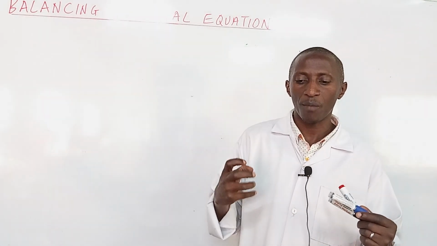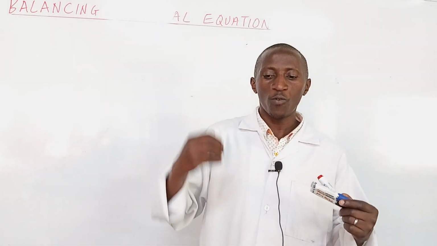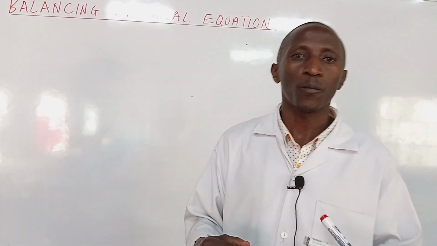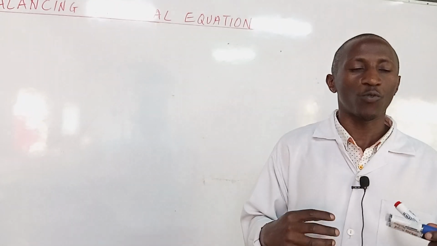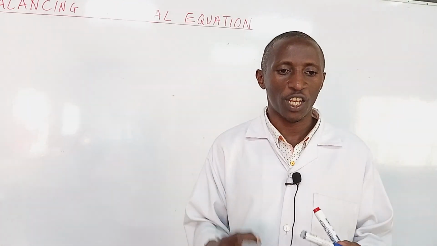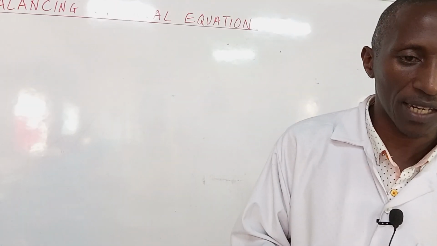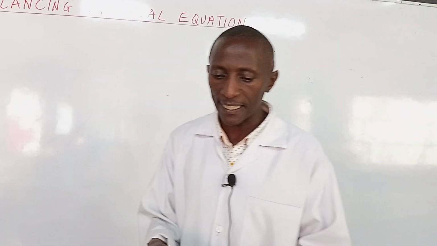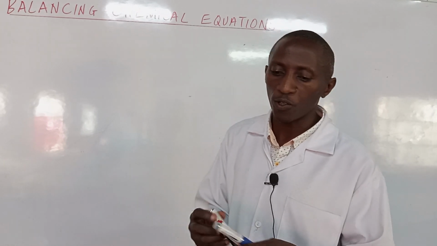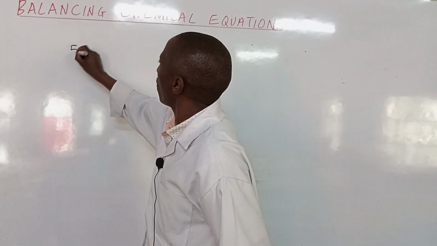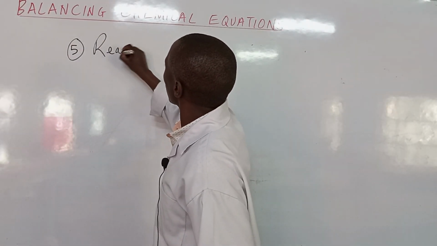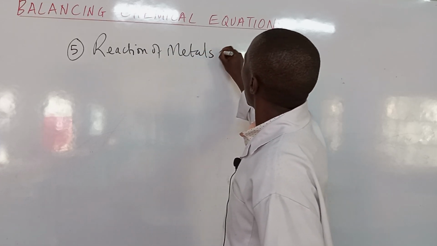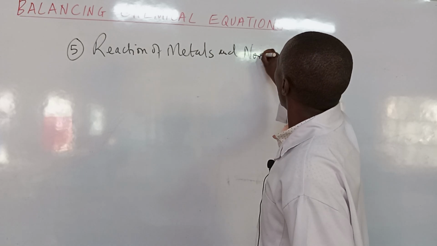Every time you talk about a reaction, viewers, always attempt to write it in such a way that you can convert the word equation to a symbolic equation so that you are able to get it right. So straight away, let's look at the 5th one, and this is the reaction of metals with some non-metals. Number 5, the reaction of metals and non-metals.